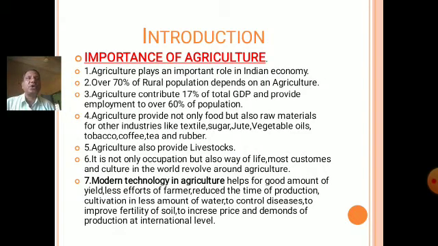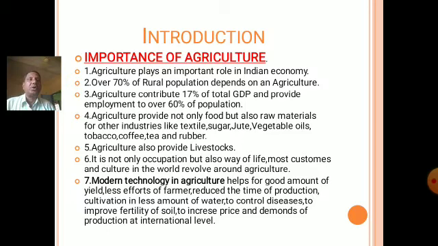Agriculture provides not only food but also the raw material for other industries like textile, sugar, jute, vegetable oil, tobacco, coffee, tea, and rubber. Agriculture also provides livestock. It is not only an occupation but also a way of life. Most customs and culture in the world revolve around agriculture.